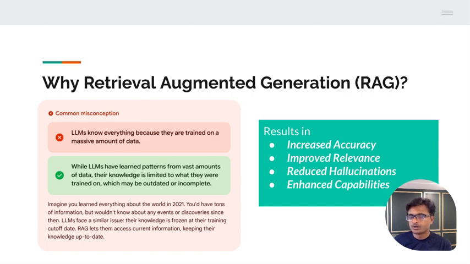So, what does RAG do to it? By using RAG, you supplement LLM to increase its accuracy of response, improve the relevance of its response, reduce its hallucinations, and provide additional capabilities to LLM to act as a chatbot, search engine, etc.